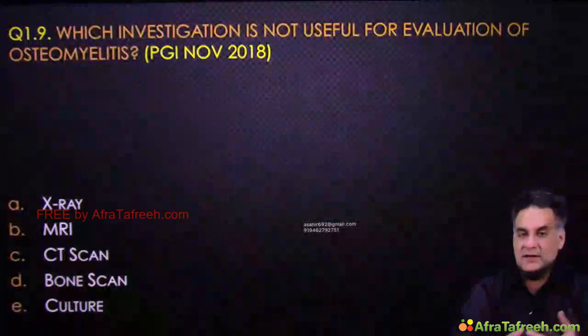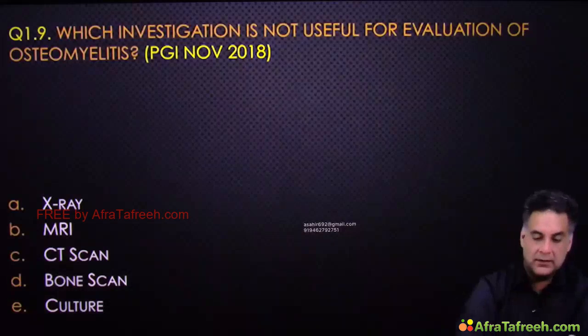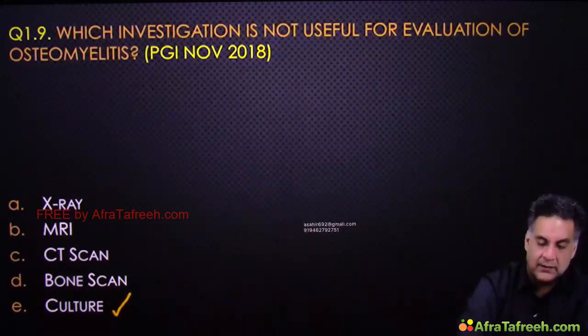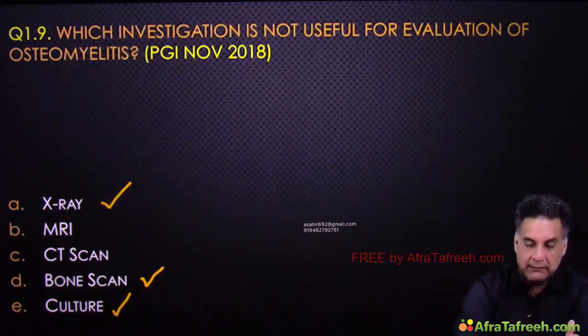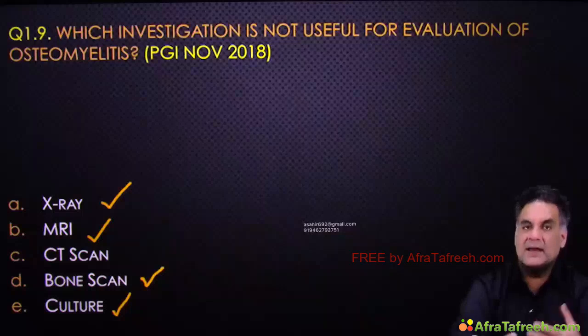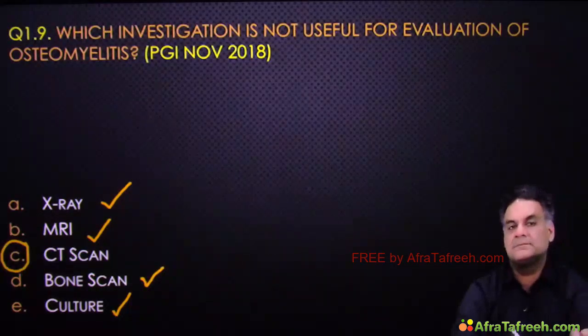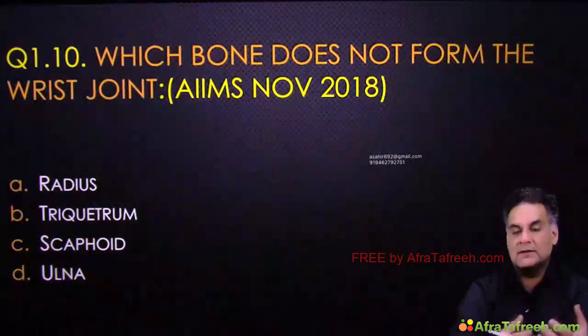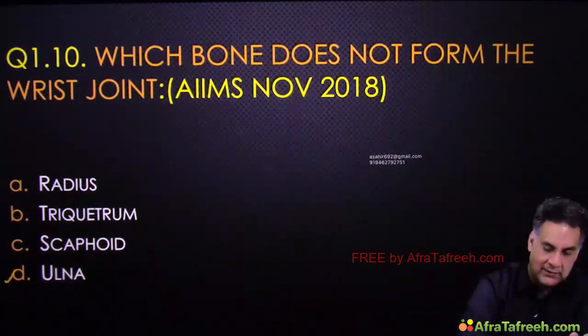Which investigation is not useful for evaluation of osteomyelitis? You do cultures, very important. Bone scan can be done. X-rays can be done. MRI can be done. CT scan can be done, but is the least preferred one. So that is the answer. Which bone does not form the wrist joint? Wrist is the radiocarpal joint. Ulna is not a part of it.